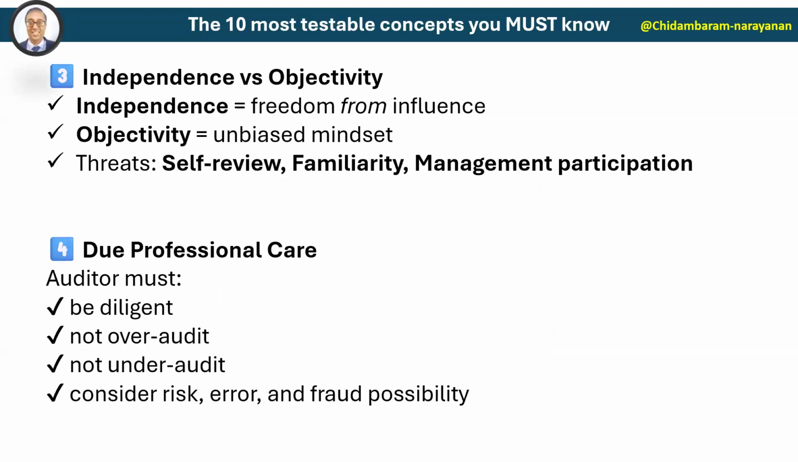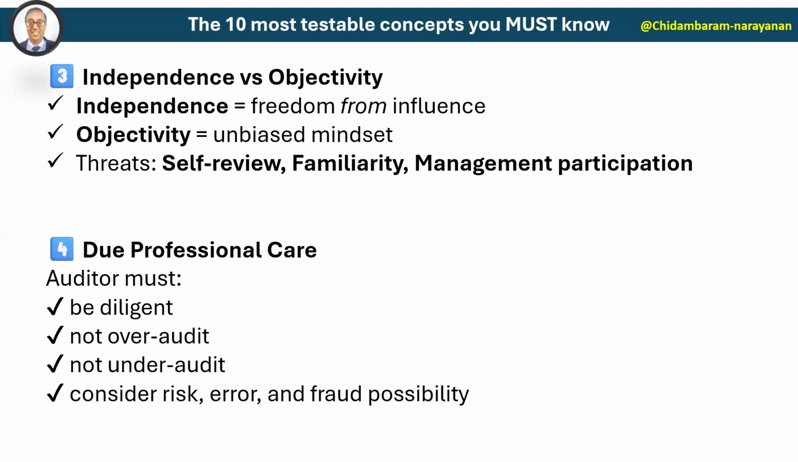In the same way, independence and objectivity is a very core topic. Independence is the freedom from influence, not having any influence from somebody else. If you have done some work in the past, threats to independence or objectivity will be self-review, which I've done in the past. Familiarity with the process, where you implemented something and then you are asked to audit it. Management participation, where you are asked to do some activity or implement something in the system, which is again a threat to either independence or objectivity. In the case of objectivity, it is an unbiased mindset. We are not having any bias towards anyone or any process.